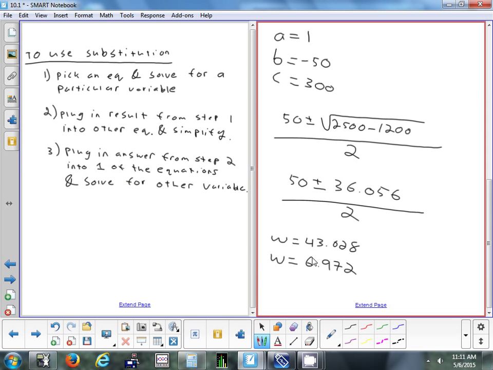Now remember, we're finding the width and length. There probably should only be one answer here. Okay, well, let's see what happens when we find the length.